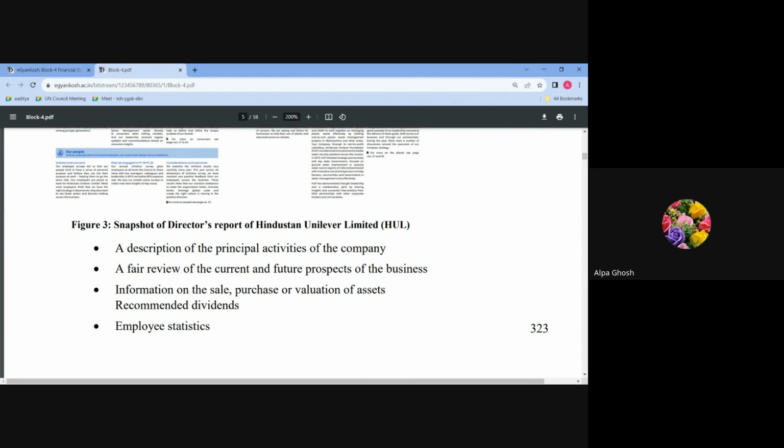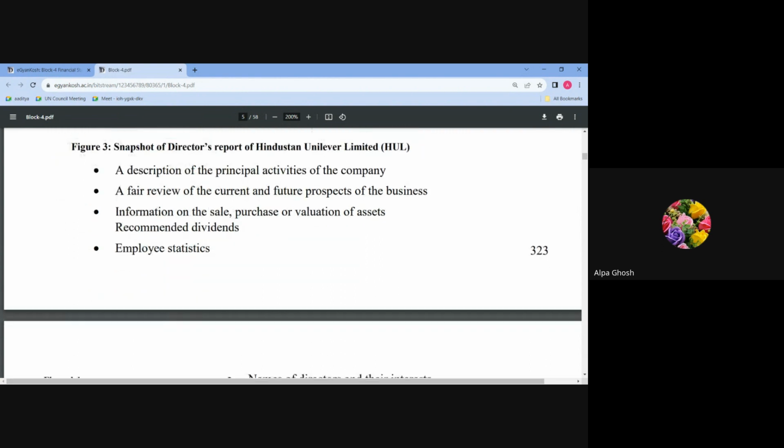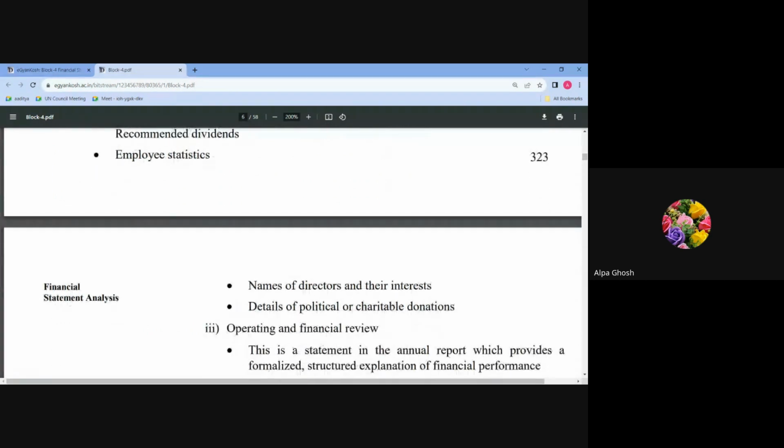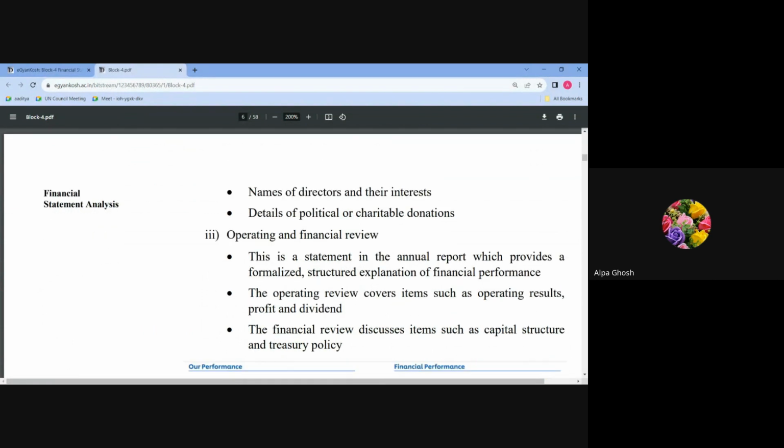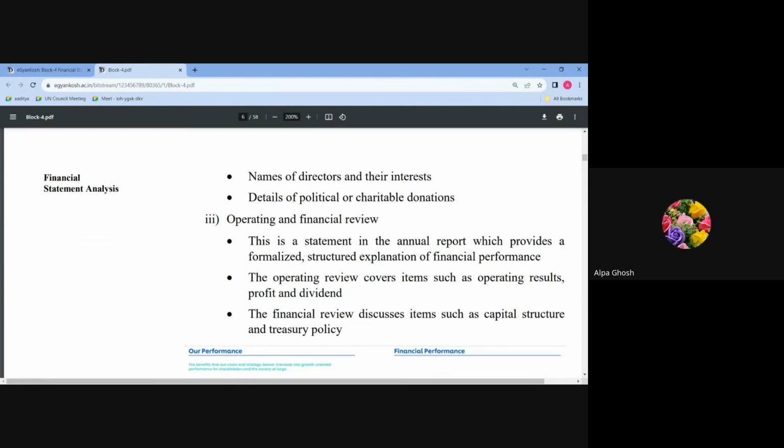All the information related to the value of the assets, what dividend they are going to propose in the year, whether they have purchased any important asset, the number of people working in the organization, what is the interest lying with the directors, what donations they have made during the year, and what corporate social responsibilities they have offered. All these points are included in their report.